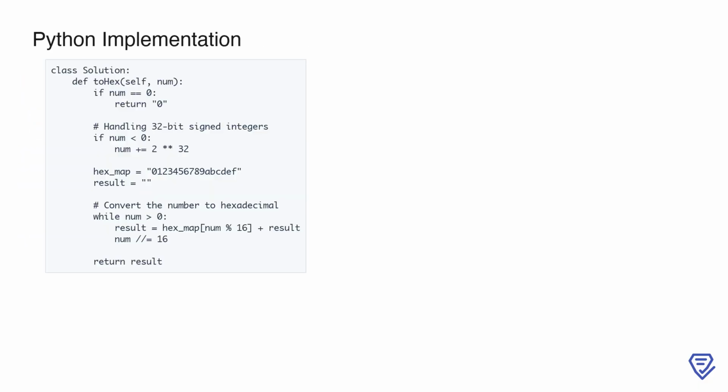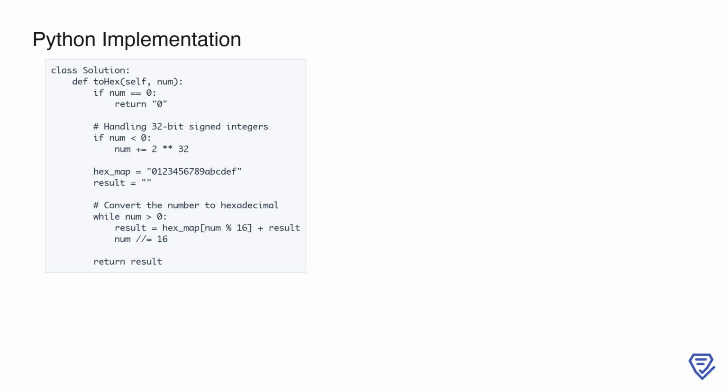This Python implementation solves LeetCode problem number 405, convert a number to hexadecimal. The problem requires converting an integer to its hexadecimal representation, even for negative numbers and edge cases like 0. First, the function begins by checking if the number is 0. If so, it directly returns the string 0 since the hexadecimal representation of 0 is simply 0.